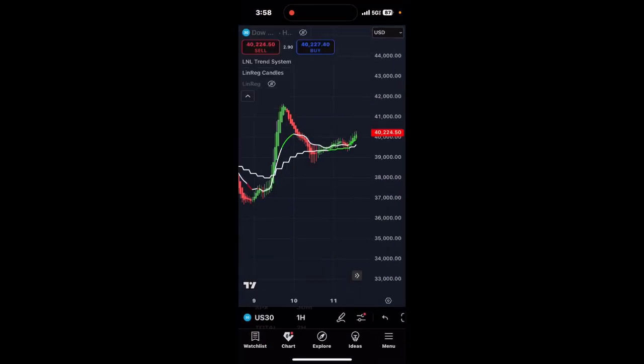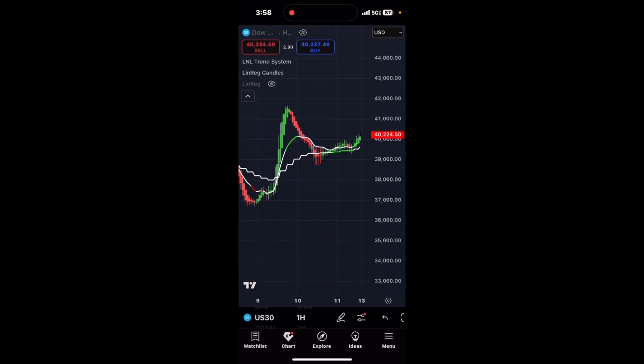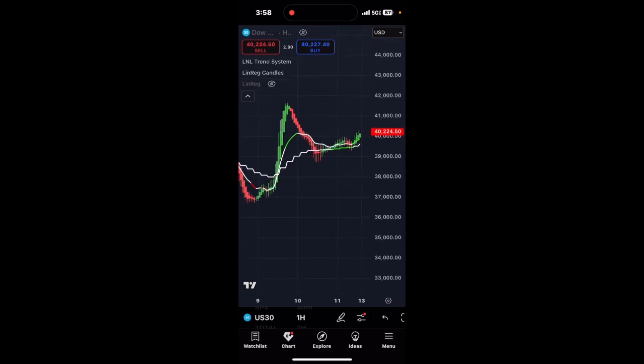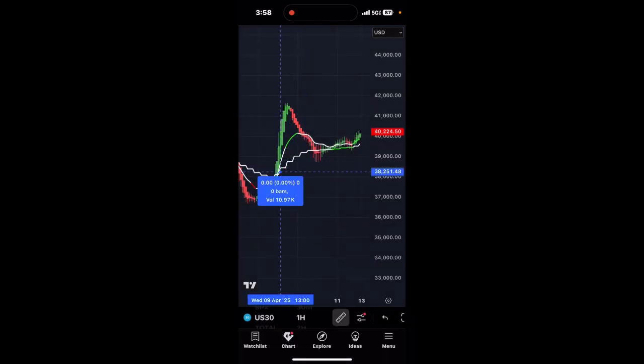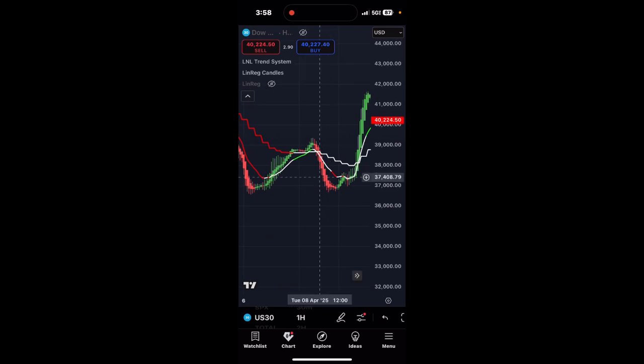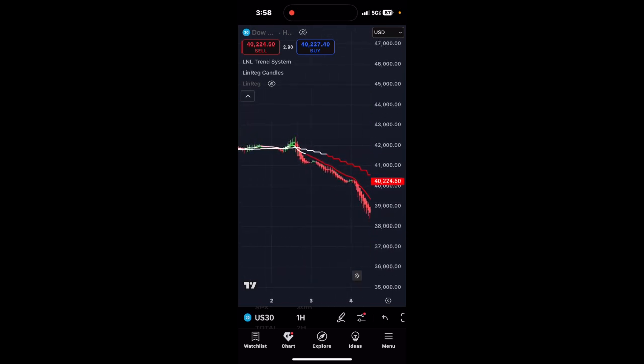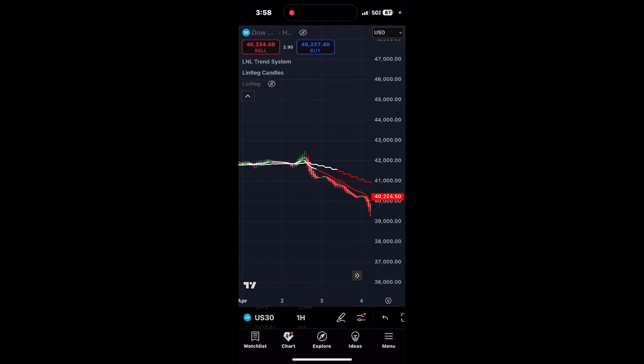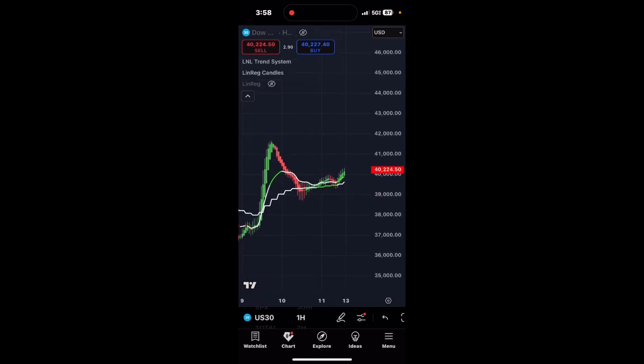If you know what you're doing, you can make a lot. Now, personally, for the US30, I would use my L and L trend system strategy, and every time it crosses, because it usually gets some pretty good results. Picked it up here. Picked it up here. And picked it up here. So it's pretty profitable.